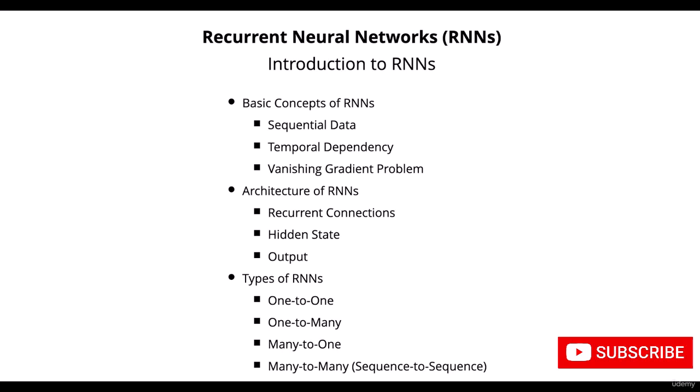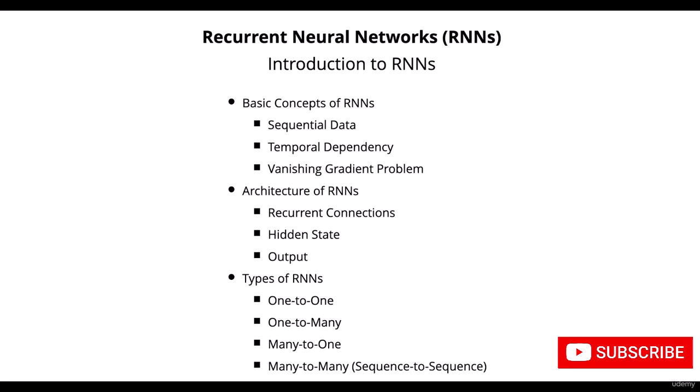First one is the recurrent connections. RNNs have recurrent connections that allow information to persist over time by feeding the output of the network back to itself at the next time step. The hidden state. At each time step, RNNs maintain a hidden state vector that summarizes the information processed up to that point.